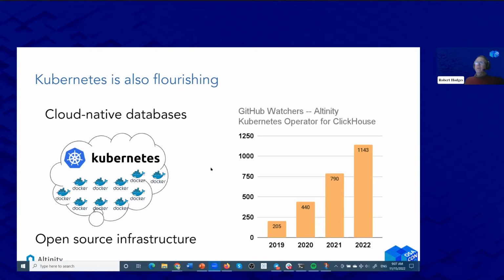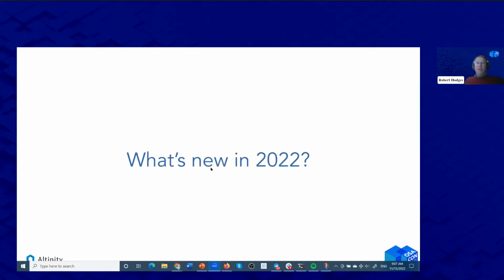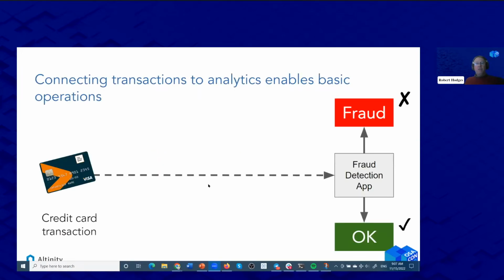So that was 2021. This is just a summary of things that we saw. What I'd like to do right now is talk about some interesting trends in 2022 that you should be watching for. So let's start with the first one, connecting transactions to analytics.